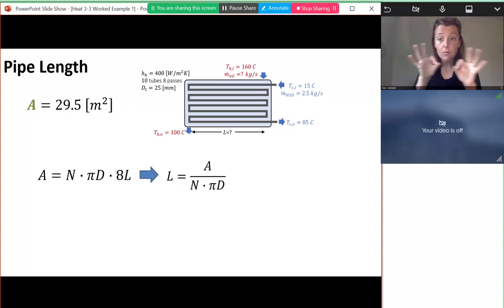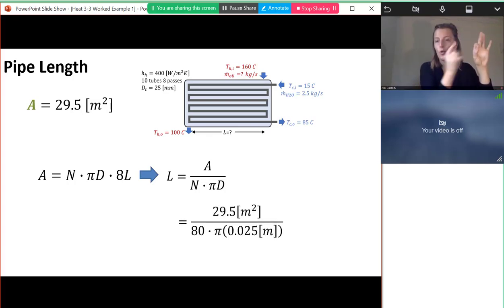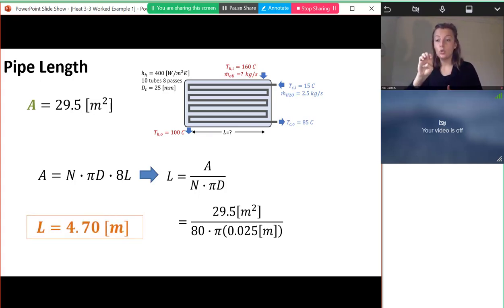Then I can rearrange this equation for L. I know the area, I know the number of tubes times the number of passes, so that's 80, and I know we have pi times d, and d is known. If you were doing this on a test, I defined L, which wasn't very well defined in the problem, as the length of a tube pass. If you said the total length of all the tubes, it would just be 80 times higher than this. I get that the length of each pass is about 4.7 meters.